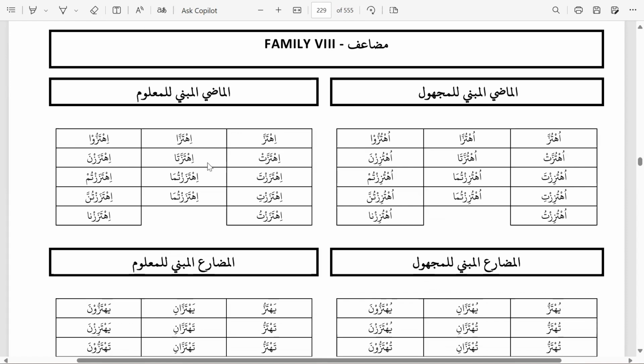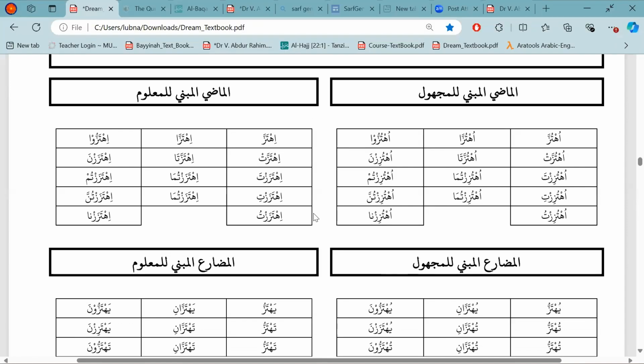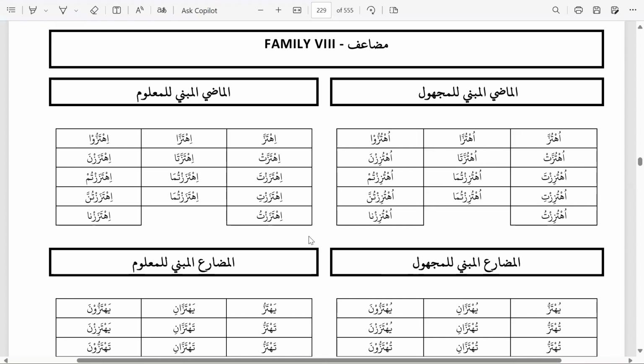Then family 8, ihtazza. I usually have Sarf Kabeer on my tongue, so I usually go with Sarf Kabeer, but in today's lesson, we are doing Sarf Saghir. So huwa ihtazza, huma ihtazza, hum ihtazzu, hiya ihtazzat, huma ihtazzata. And then in Hunna version, what do you see? In Hunna version, there is ihtazzazna, and the rest follows the same pattern of separation.